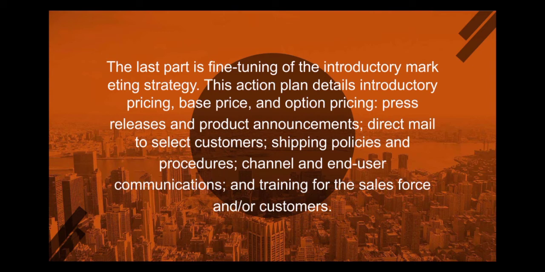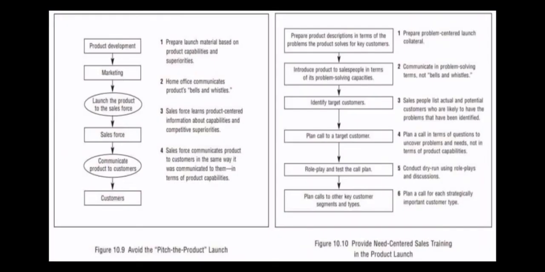The last part is fine-tuning of the introductory marketing strategy. This action plan details introductory pricing, base price and option pricing, press release and product announcements, direct mail to select customers, shipping policies and procedures, channel and end-user communications, and training for the sales force and customers. The sales training in particular should help salespeople sell the product rather than simply pitch the product.